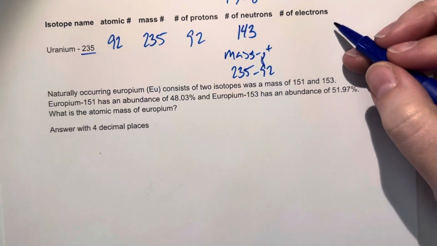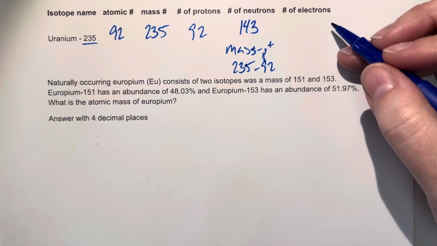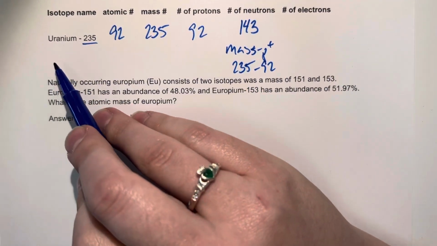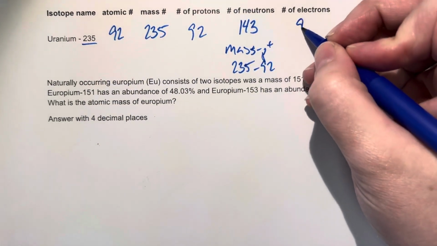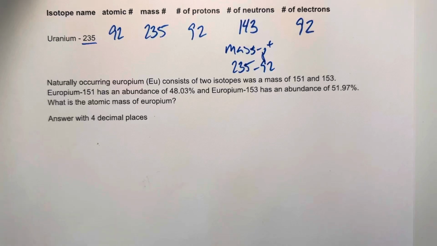And my number of electrons is going to be assumed to be the same as my number of protons unless there is a charge stated. There is no charge stated, so I can say that my number of electrons is also 92.